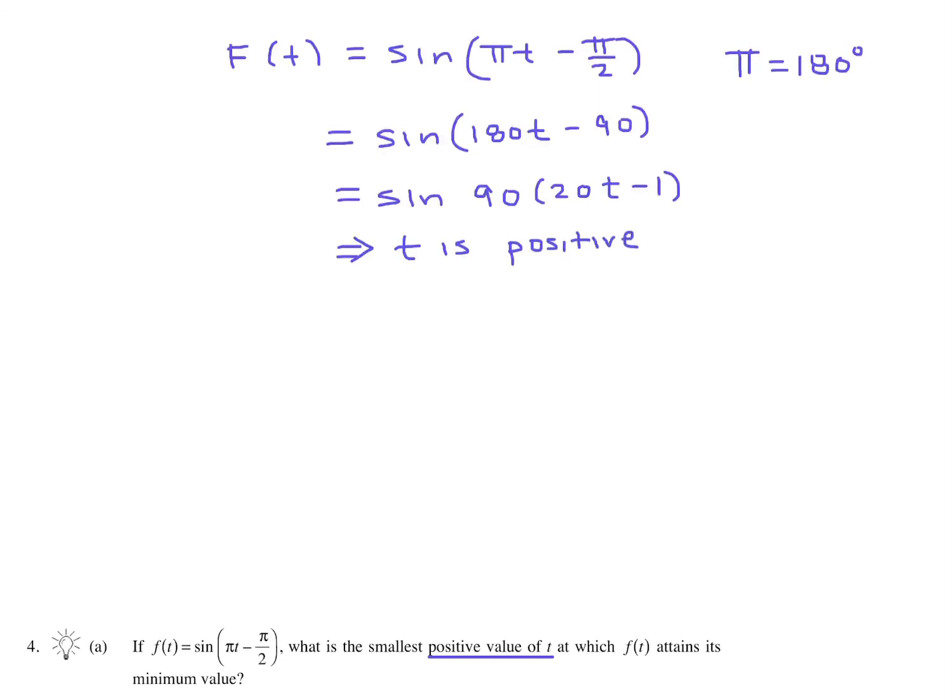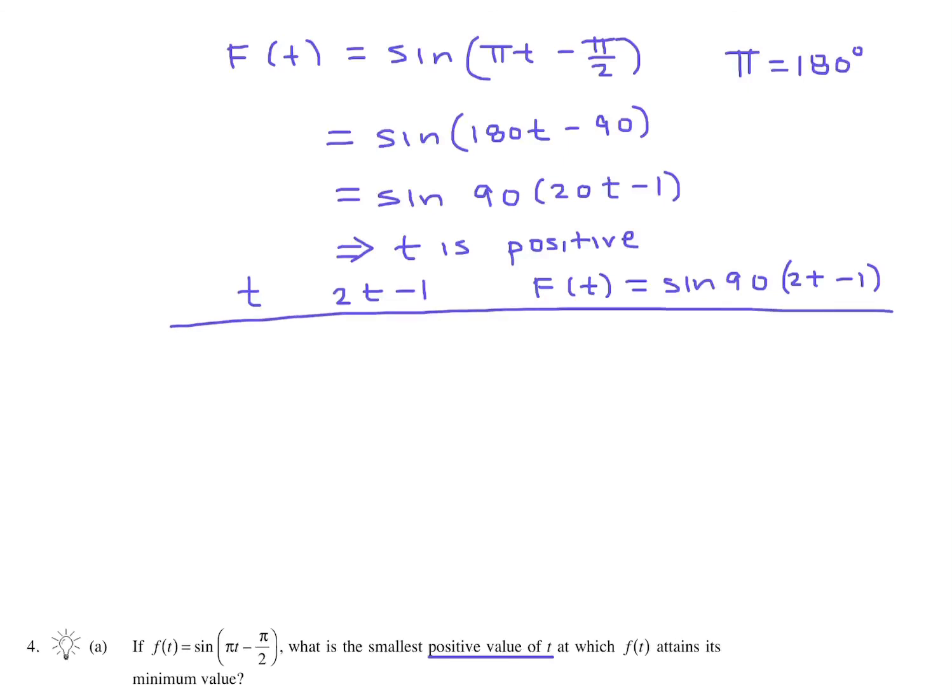So let's make a table and let's see what we get. So we've got t, 2t minus 1, and the value of f at t, which is of course sine of 90 times (2t minus 1), like that. And let's see what values we get.